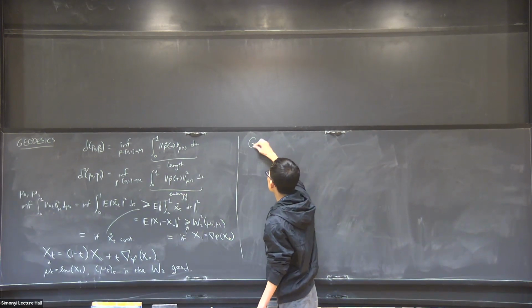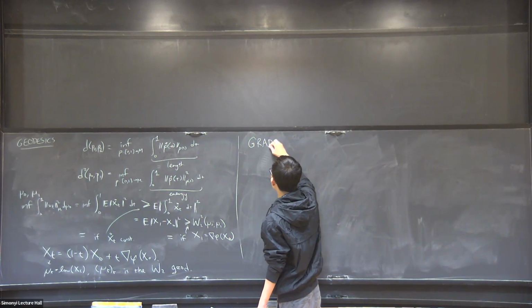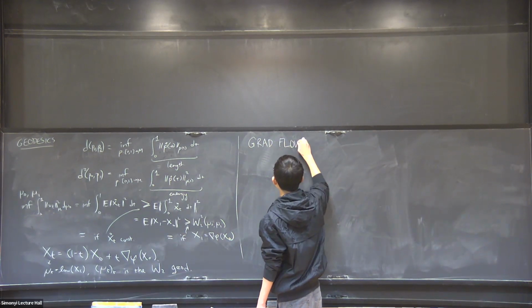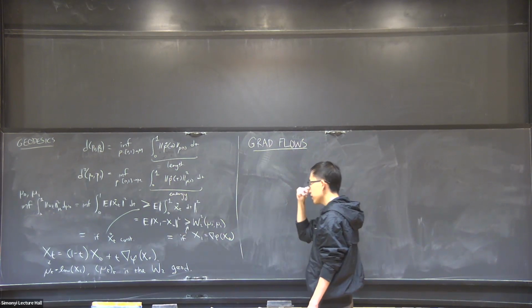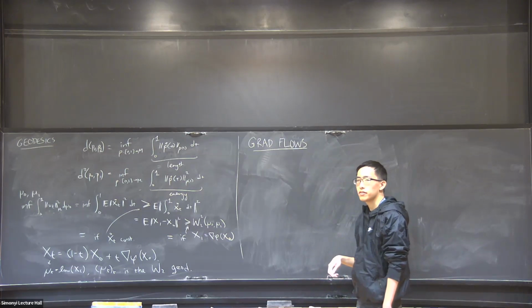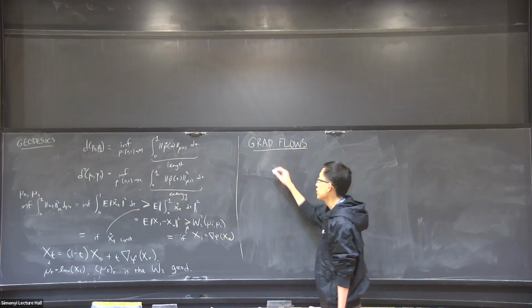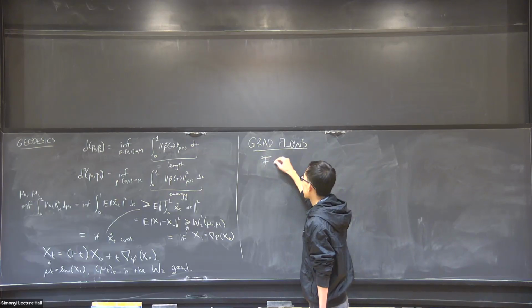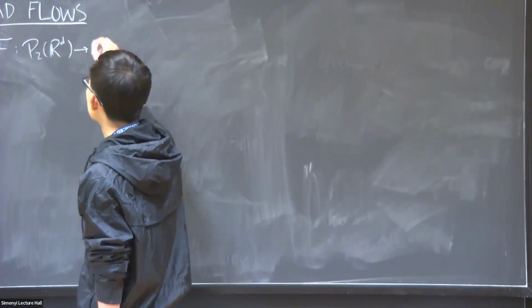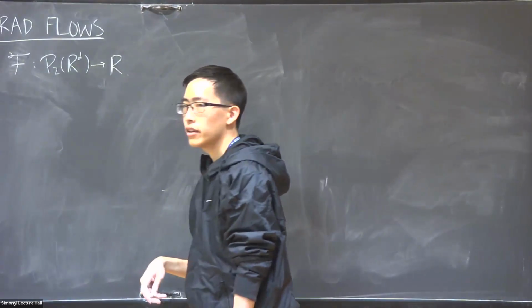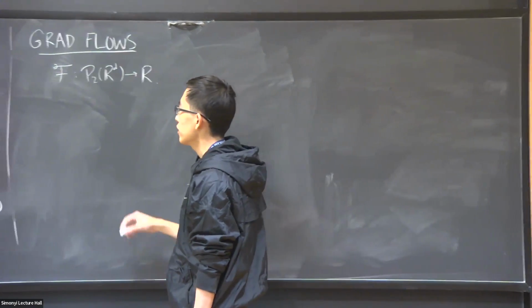Okay, so gradient flows. How do we define the gradient of a function in Riemannian geometry? In this case, it's going to be a functional over the space of distributions. The gradient is defined in a pretty natural way.